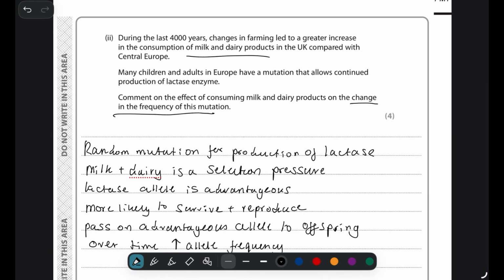So we've used information in terms of, we're thinking, okay, well, in Central Europe, they're having more milk and dairy. Oh, sorry. In the UK, they're having more milk and dairy. Yeah. So that will be why the percentage increase is greater. I hope that makes sense.